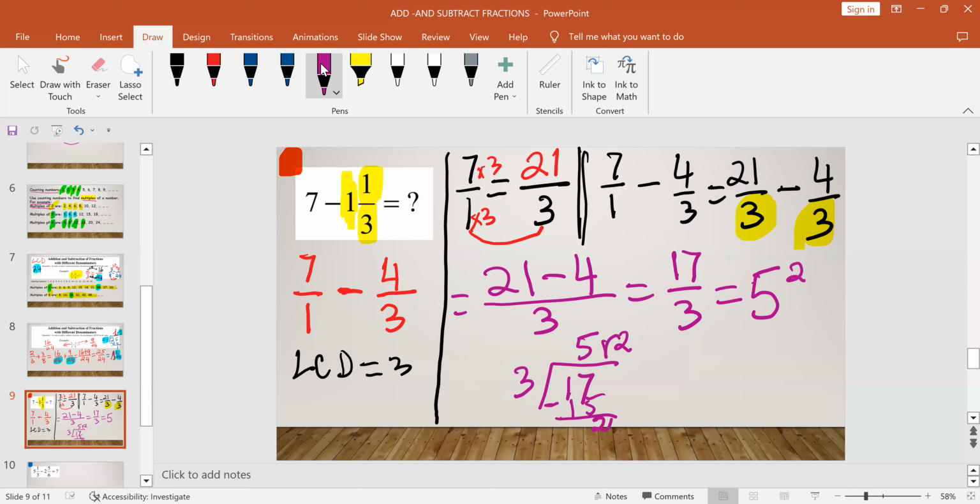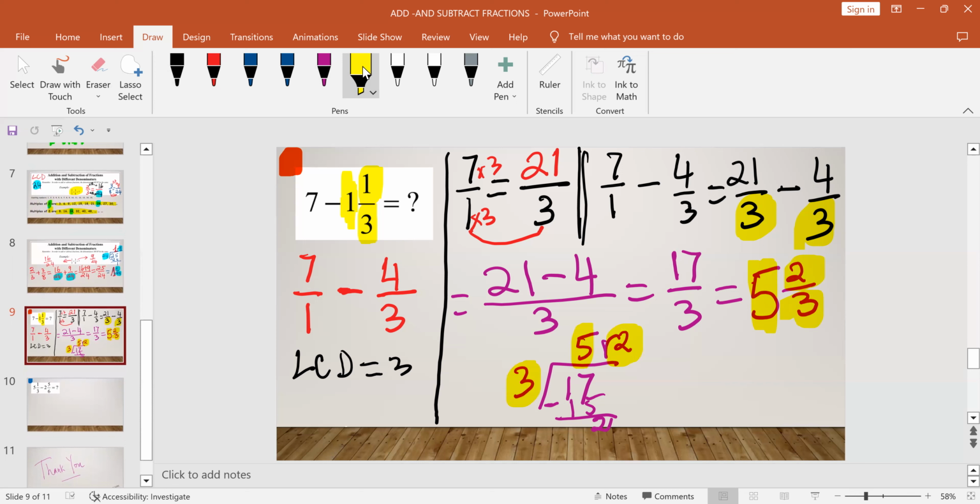Okay, so this is the same as 5, because the remainder is 2, 2/3. Again, this 5 is here, the 2 is from the remainder, and the 3 is the divisor. So the answer to this question is 5 and 2/3. Okay, so again, if you don't know how to change an improper fraction into a mixed number, you need to watch the video related to that.